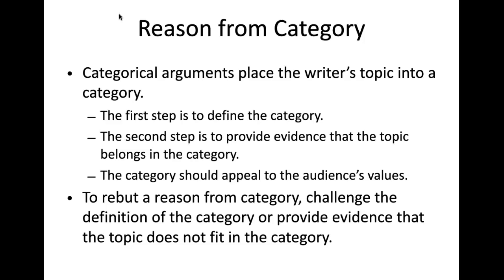If you have a reason from category that's an opposing view, you can argue against it by challenging the definition of the category. It's one way to do it. The definition of the category is a warrant. It would be one of those unstated assumptions. You assume that the reader has the same idea of the category you do. So it might be useful to provide a definition of it yourself, which would be a form of backing. Or you could provide evidence that the topic does not fit into the category. You accept the definition of the category, and then you provide examples of things that are exceptions to that rule.